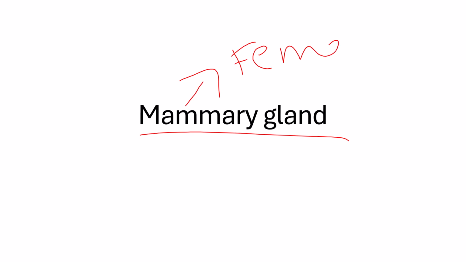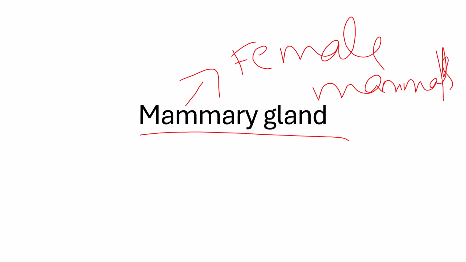Friends, in this concept we will learn about mammary gland. The concept is mammary gland. So we know the mammary gland is the characteristic feature of all the female mammals. Mammals, all female mammals have a characteristic structure, the mammary gland. So they exist in pair. They are present in one pair or two in number, which is also called breast.